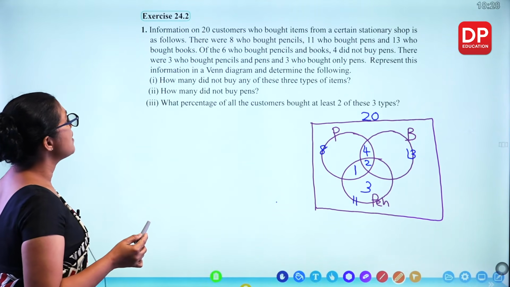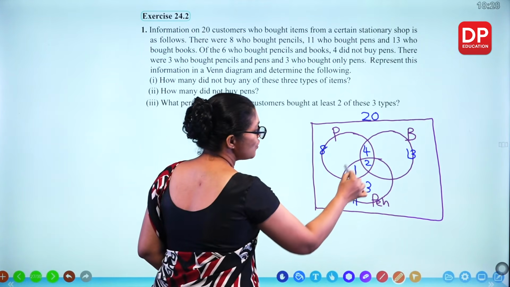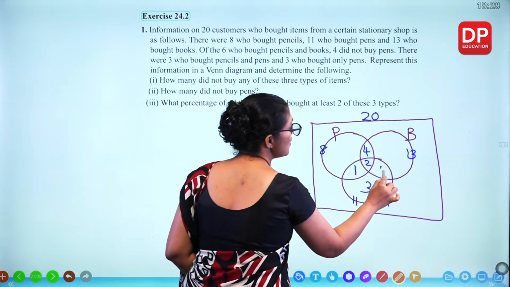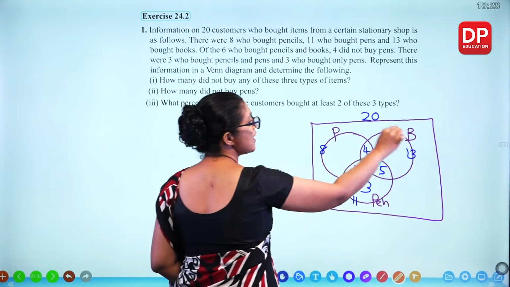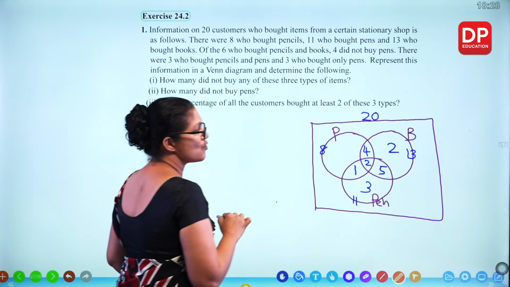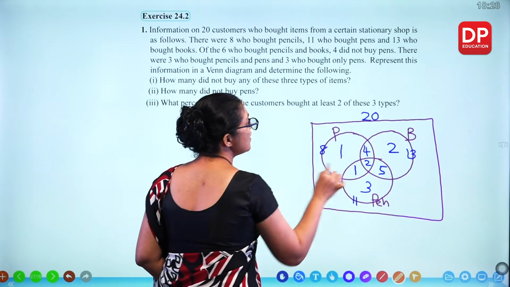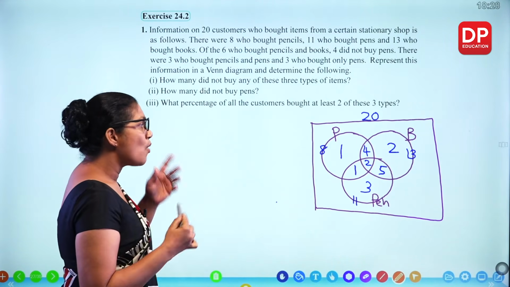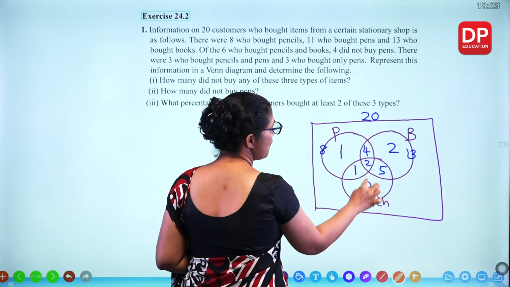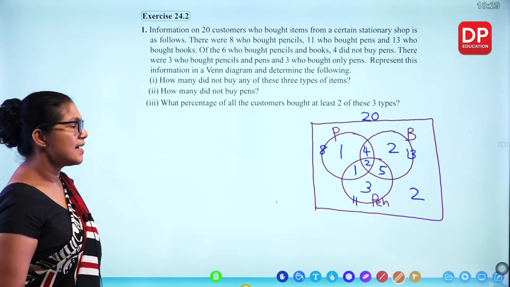Now represent this information in a Venn diagram and determine the following. Now we'll try to fill the other gaps. When you take pens, this is 11. 3 plus 2, 5. 5 plus 1, 6. So this should be 5. When you take this circle, 5 plus 4, 9. 9 plus 2, 11. This is 2. This one, 4 plus 2, 6. 6 plus 1, 7. 1 is there. Now we'll see the outside value. Outside I can do 13 plus 1, 14, 15, 16, 17, 18, 19, 20. So this is the diagram.